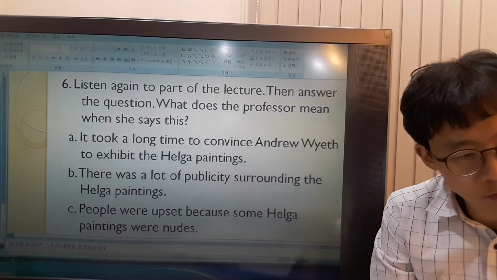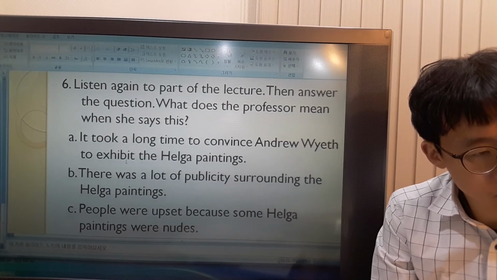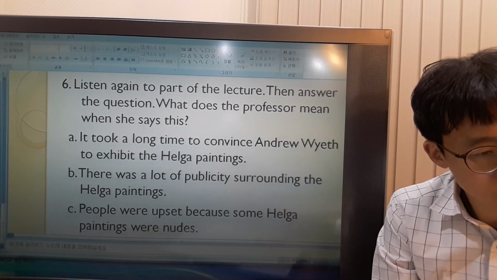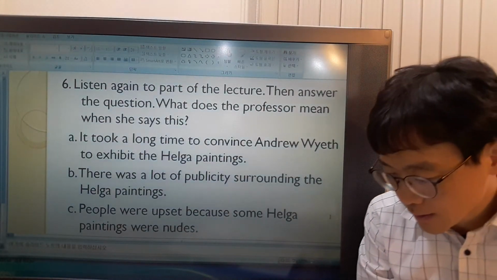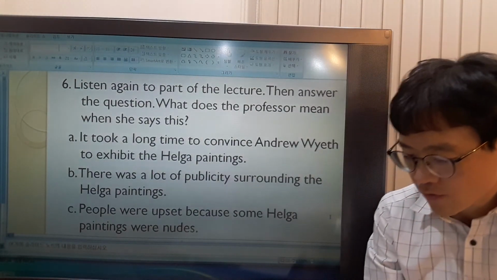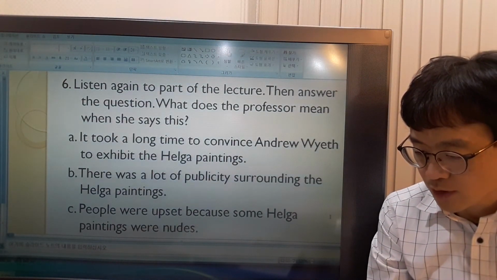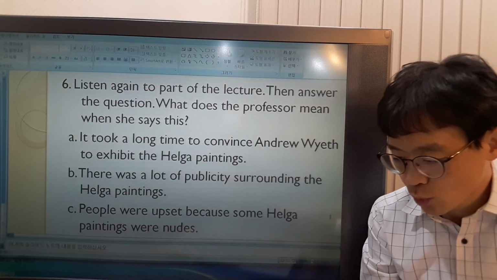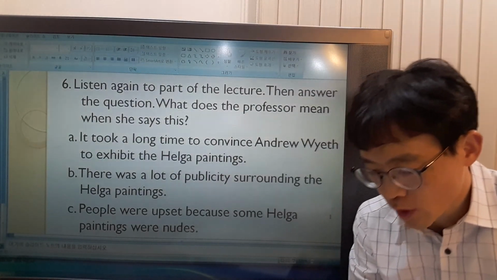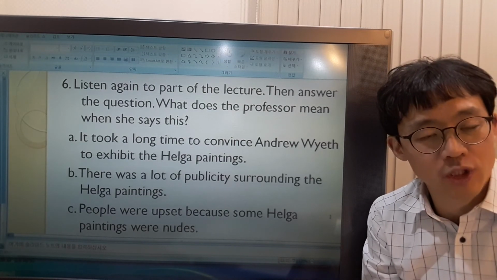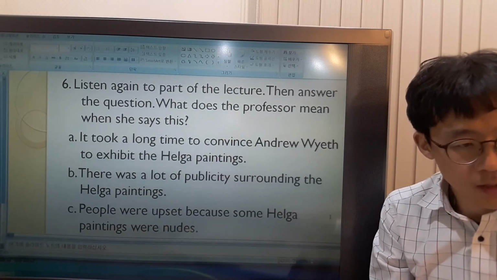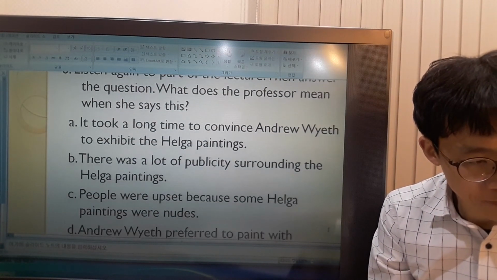What does the professor mean when she says this? It made quite a splash. What does this mean? The paintings of Helga included some nudes, right? And when it was shown to the public, the people were very surprised, and it made a splash. It means people were surprised by it. So what is the answer?